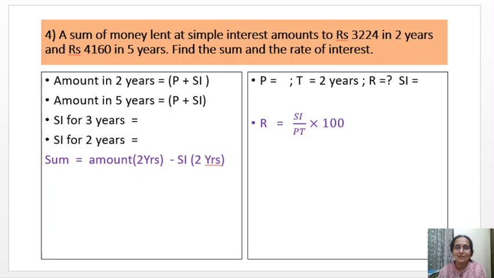A sum of money lent at simple interest amounts to rupees 3,224 in 2 years and rupees 4,160 in 5 years. Find the sum and the rate of interest. Amount in 2 years. What is the amount in 2 years? Amount is always principal plus simple interest.